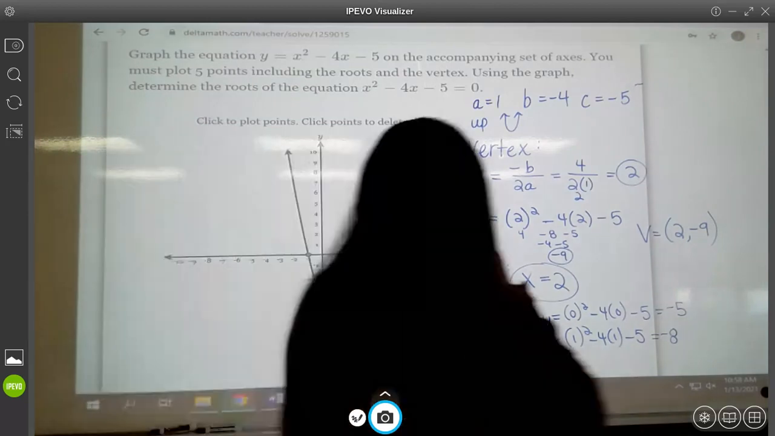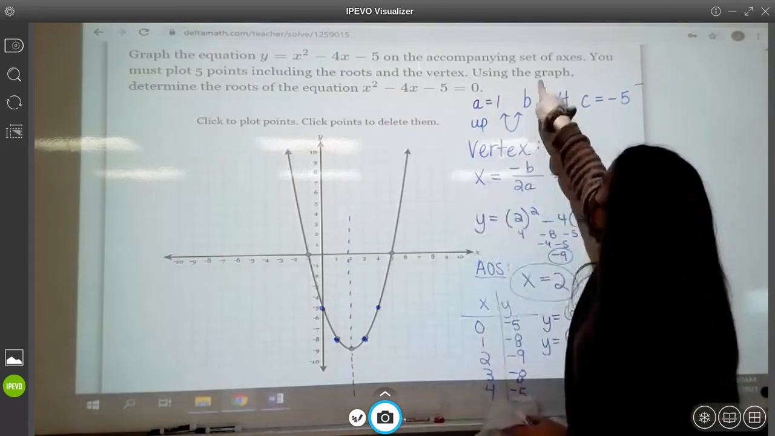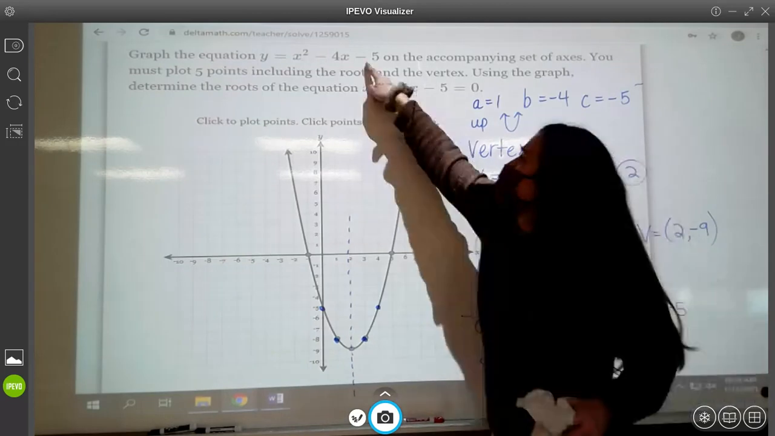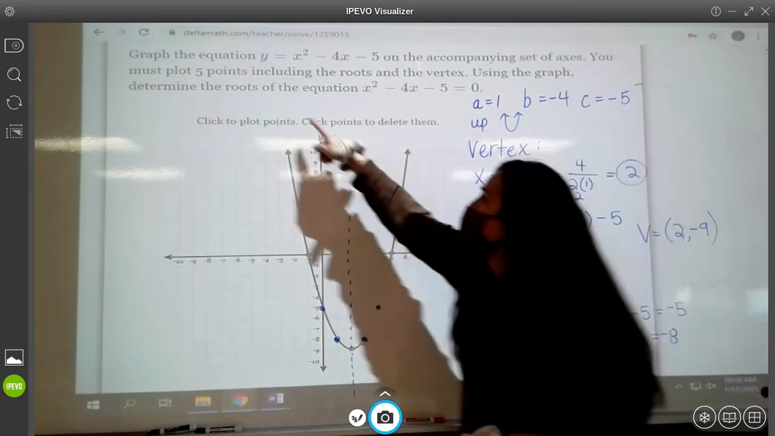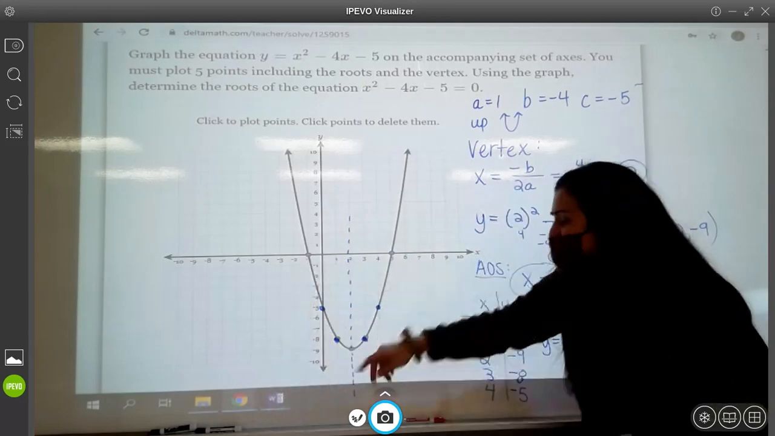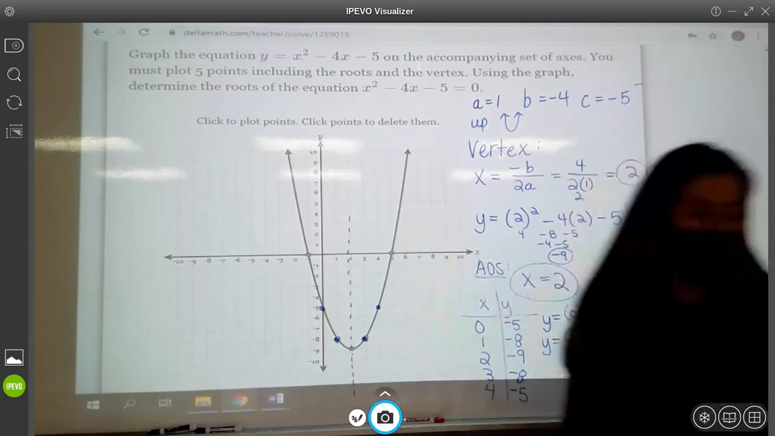All right, here we go. So that's the first part. The second part says, using the graph, determine the roots of the equation. Well, guys, that is the equation. The roots are the x-intercepts. My roots, x-intercepts, are -1 and 5. So we're going to have to enter that below because that's the second question they're asking us.